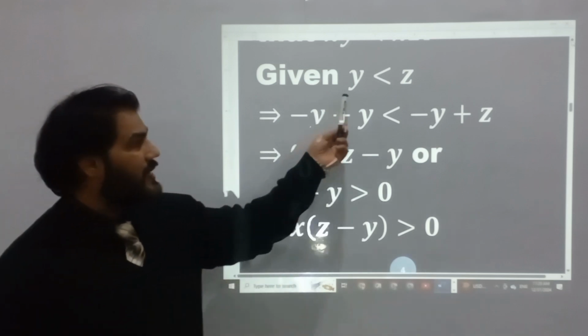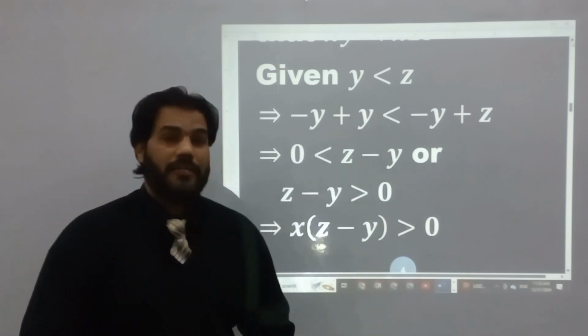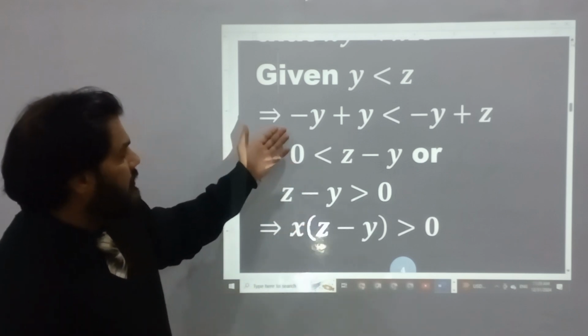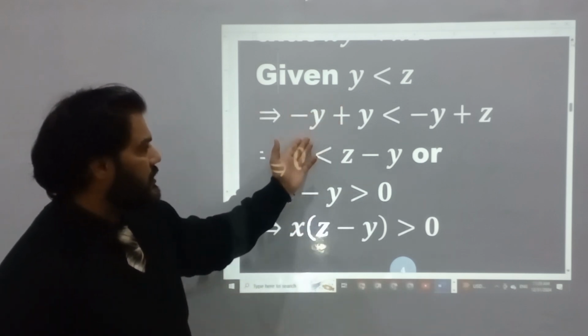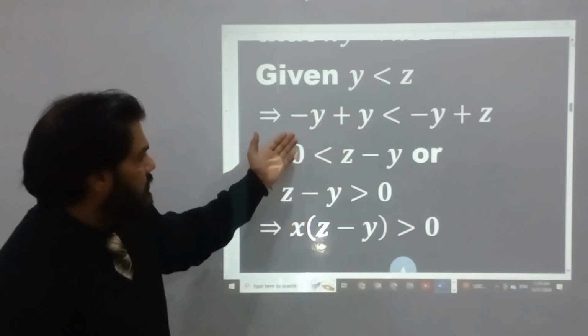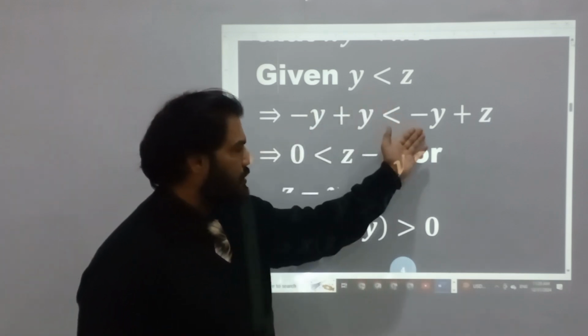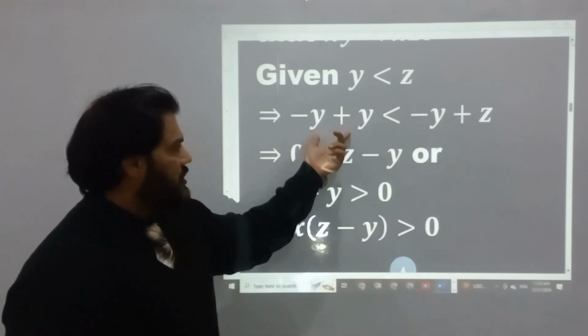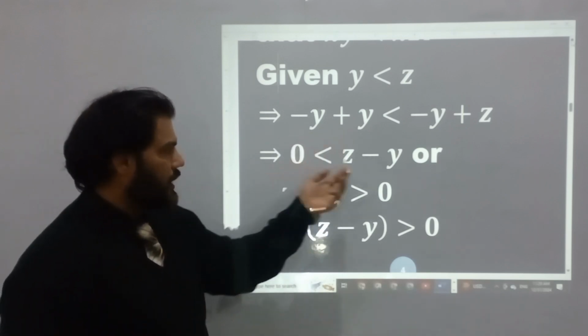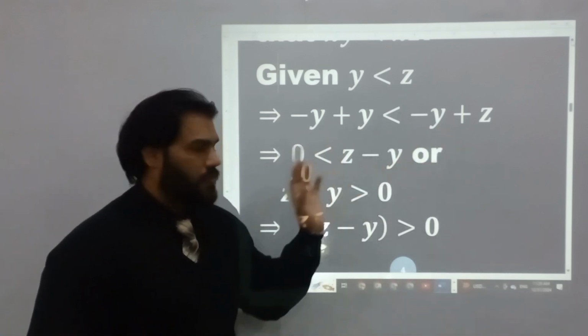It is given that y is less than z. So by adding the additive inverse of y on both sides, what is the additive inverse of y? This is minus y. By adding minus y on both sides of the inequality, this will become minus y plus y less than minus y plus z. Because these are additive inverses of each other, the sum is equal to 0, and the right side can be written as z minus y.